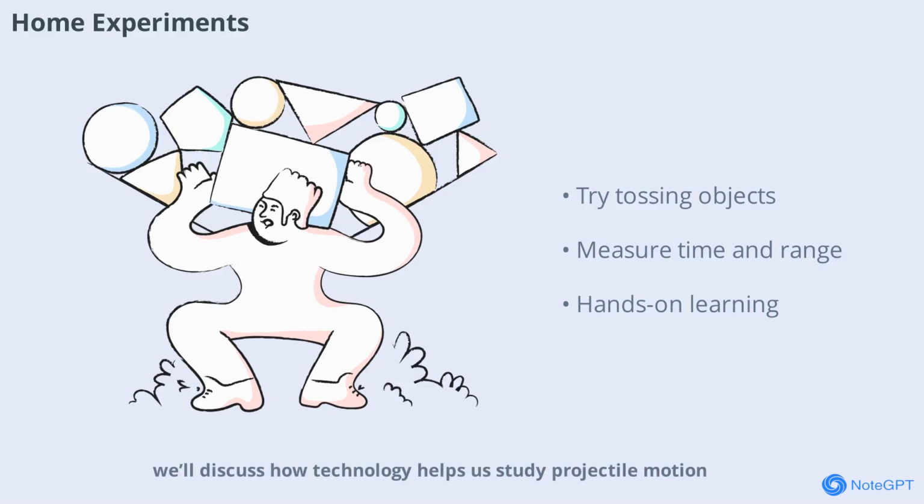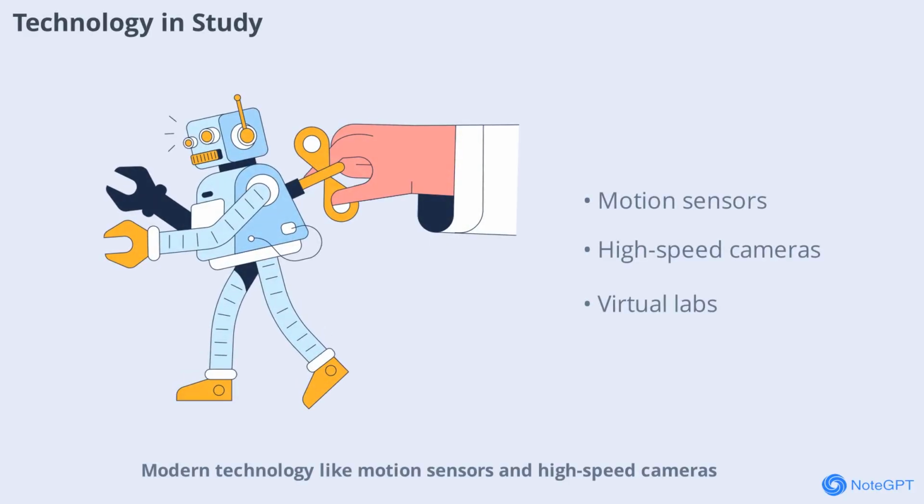Next, we'll discuss how technology helps us study projectile motion. Modern technology like motion sensors and high-speed cameras allows us to analyze projectile motion in detail. These tools capture precise data on speed, angle, and trajectory, making it easier to understand and teach the concepts. Technology also helps in simulations and virtual labs, providing safe and repeatable experiments.